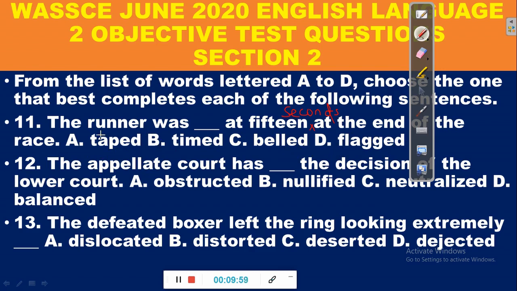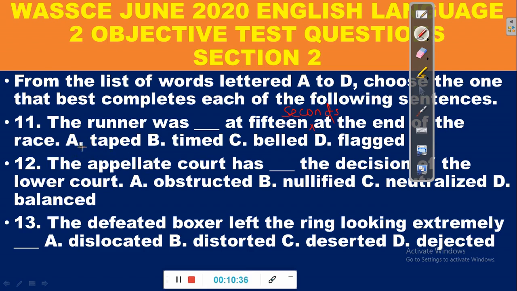D, flagged. Now, what we need to do is look for the word that best completes this sentence. There is a gap here, and we have to pick one of these options and put it in the gap to complete the sentence. This is where your knowledge of vocabulary, register, and collocation is being tested. Now let's look at the words one by one and their meaning.